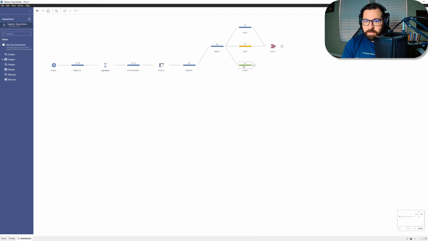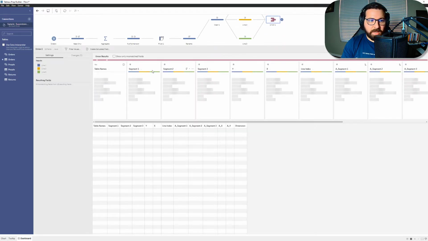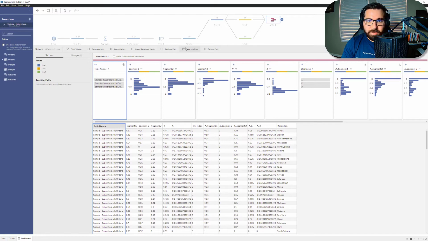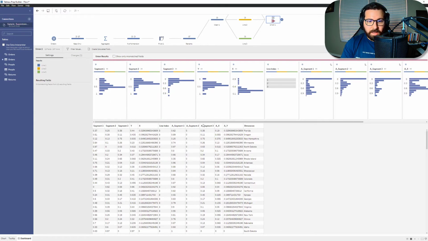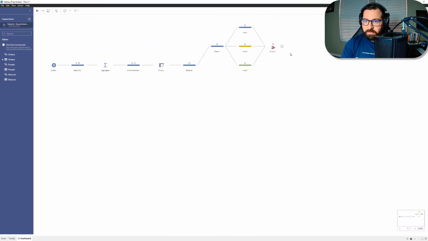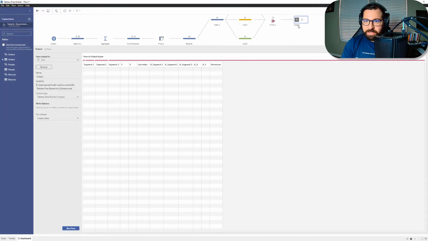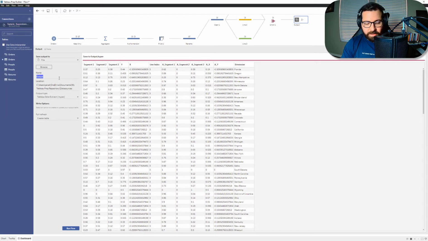Oops, let me add that to my union. We can remove the table names field because we don't need it. And this should get us our table. And so if I come here and click output, I'm just going to call this Ternary-YT, and I'm going to run that flow.